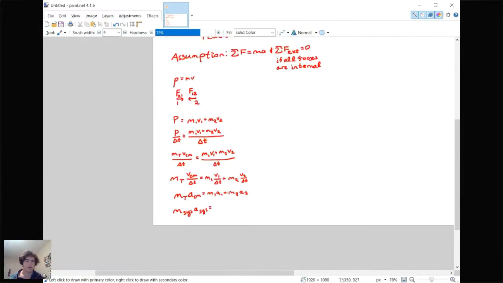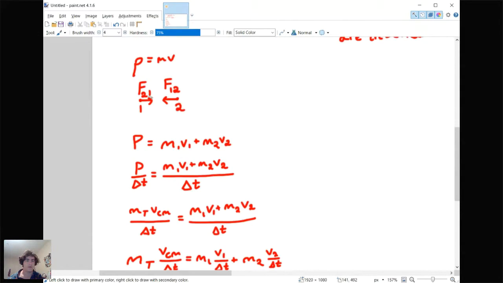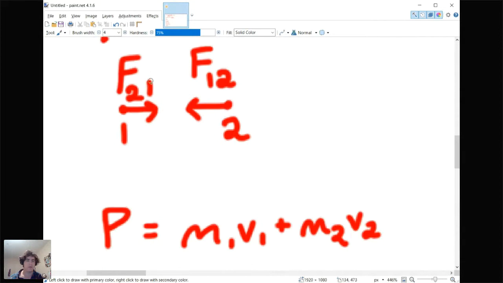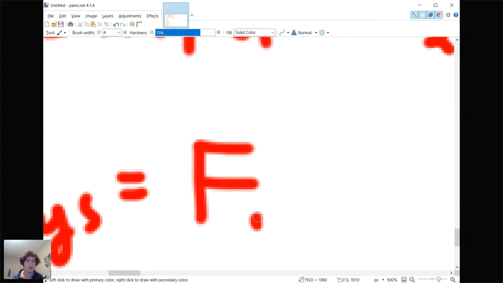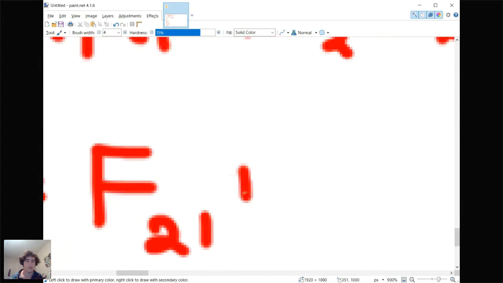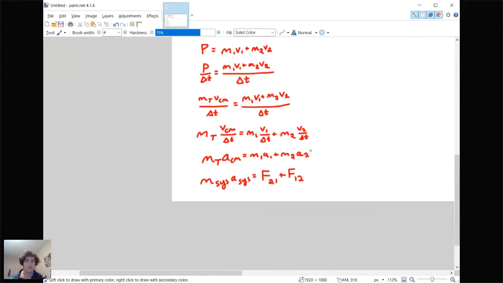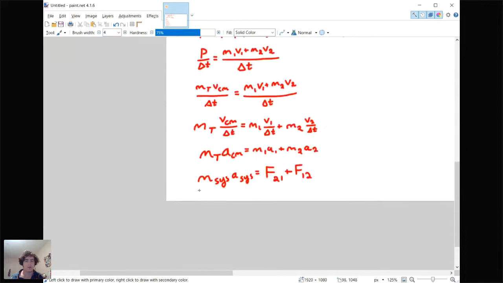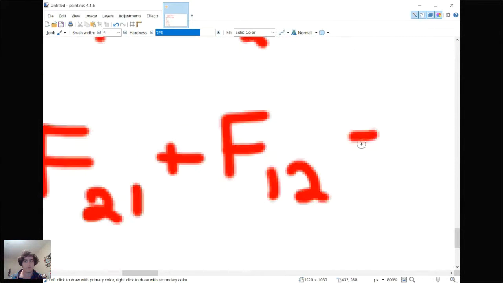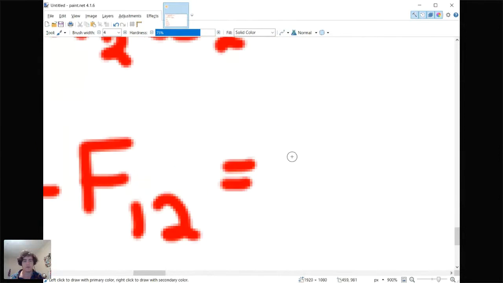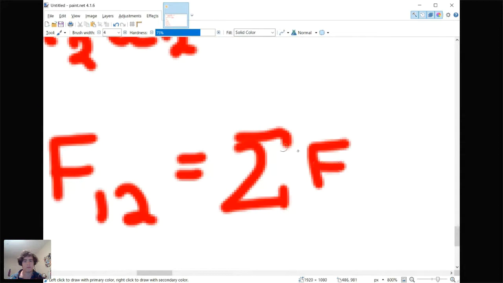let's look at the net force acting on mass 1. The net force acting on mass 1 is just going to be this F21. So this becomes F21, and this becomes F12 in a similar fashion. So, and this M system, A system, is going to be the sum of forces acting on the system.